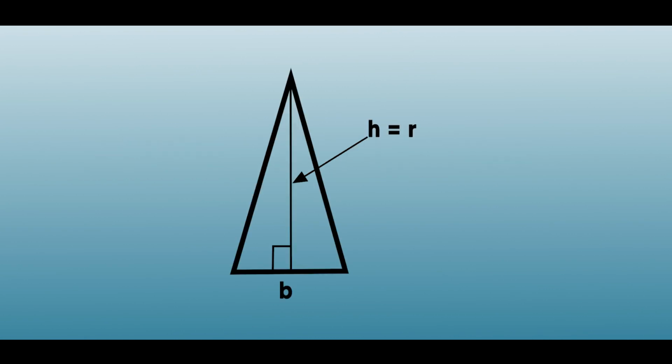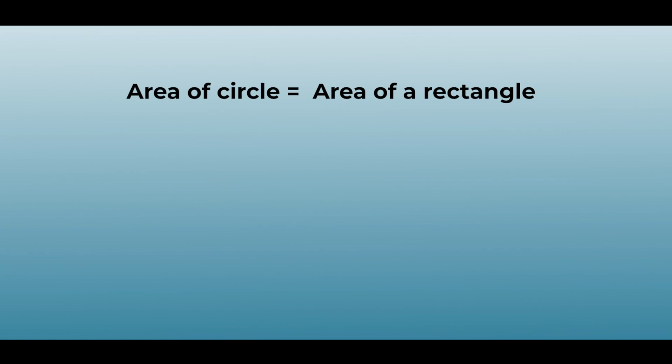Here you have to note that the height of the rectangle is equal to the radius of the circle. That means height equals radius. We know the height of the rectangle is equal to the radius of the circle, but we have to find the base here. To find the base, we need to look at the circumference of the circle and compare the base to the circumference of the circle. When you compare, you can see that the base is half of the circumference of the circle.